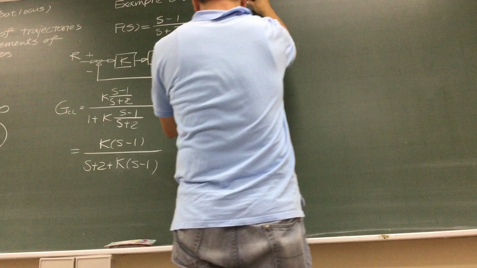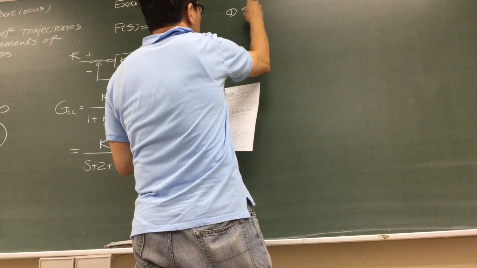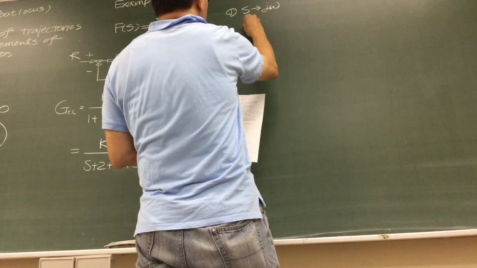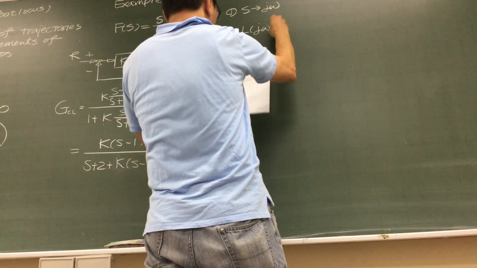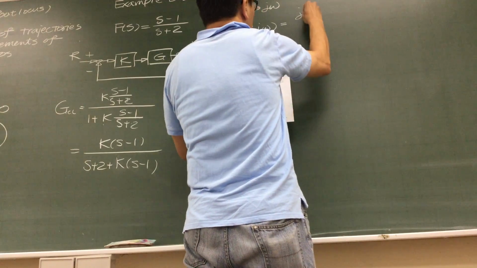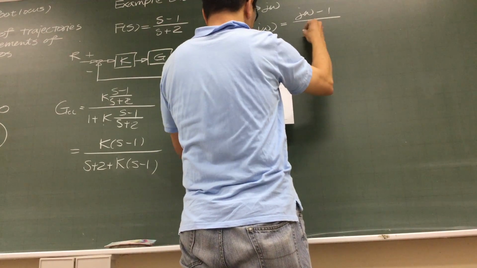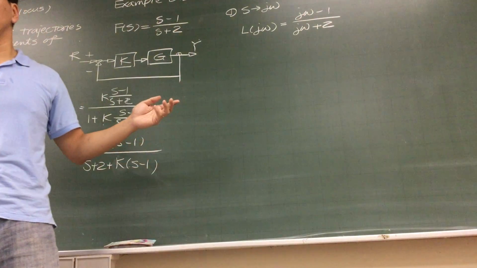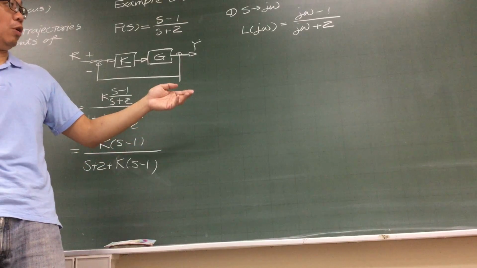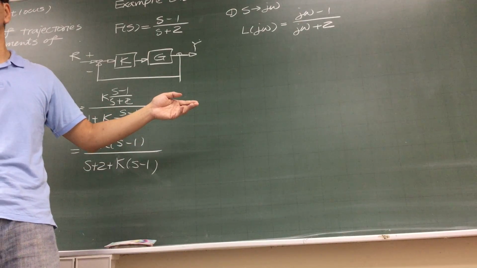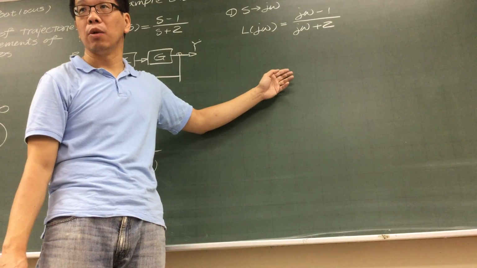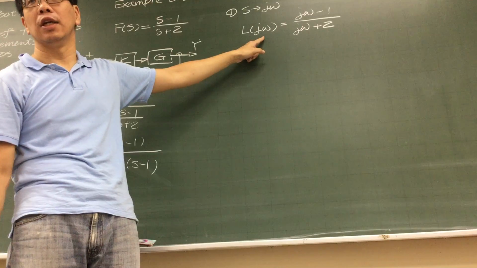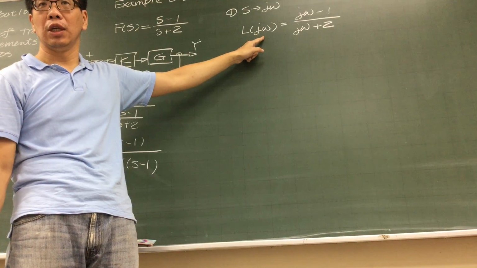So what we are going to do is, first, we replace s with jω. Then L(jω) is going to be (jω - 1)(jω + 2). This is nothing new to everybody, right? Because when we do a Bode plot, we are using the same analysis. The only difference is that when we do a Bode plot, we take the absolute value of this by replacing omega with different frequency numbers.